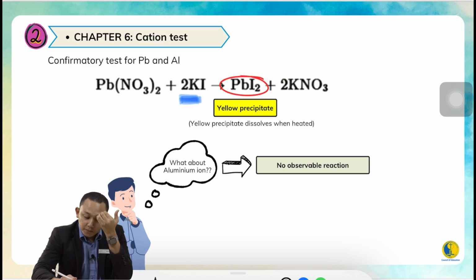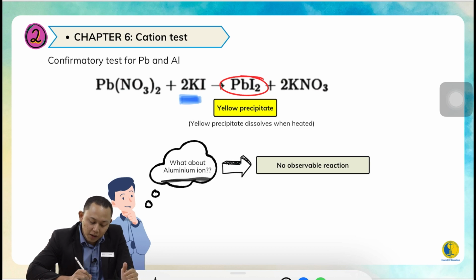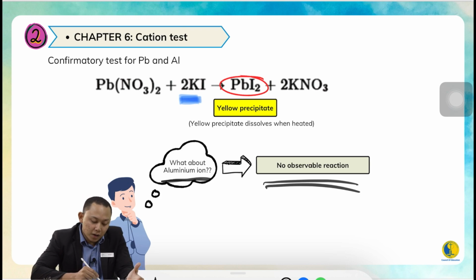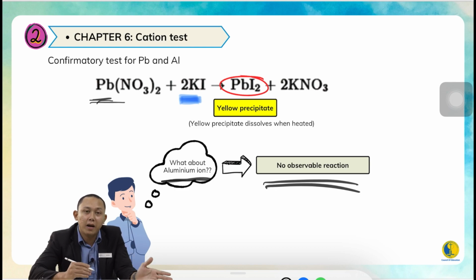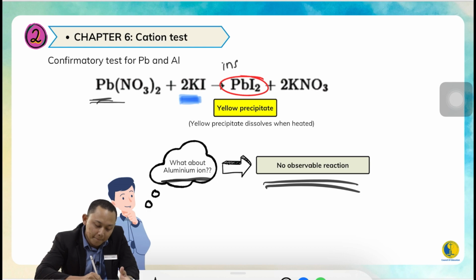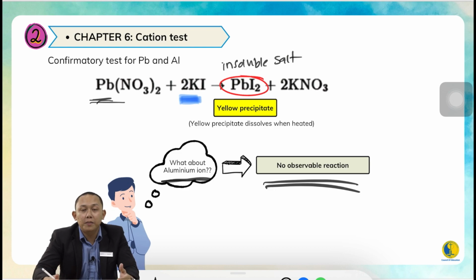So as you can see here, what about aluminium ion? Aluminium ion, no observable reaction, nothing changes. If you use let's say this one contain Pb2+, you react with the potassium iodide, you will see a yellow precipitate. Yellow precipitate indicating that the Pb is there, because Pb is reacting with the iodide ion to produce insoluble salt. That's why it can form a precipitate, a solid, because it is insoluble.